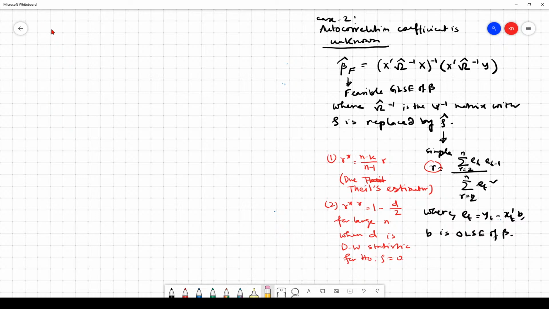Next is Durbin procedure. So this is the first procedure, simple correlation coefficient for estimating rho hat, and this is the second procedure for estimating rho hat. That is called Durbin procedure.